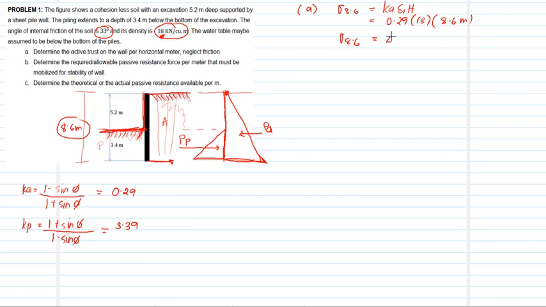So, we have 44.89 kilonewton per meter square. Okay. So, ano na ngayon yung magiging active thrust natin? So, ang active thrust natin, ito, yung force na PA natin dito sa ating pressure diagram. Yan yung sagot natin dito sa letter A.